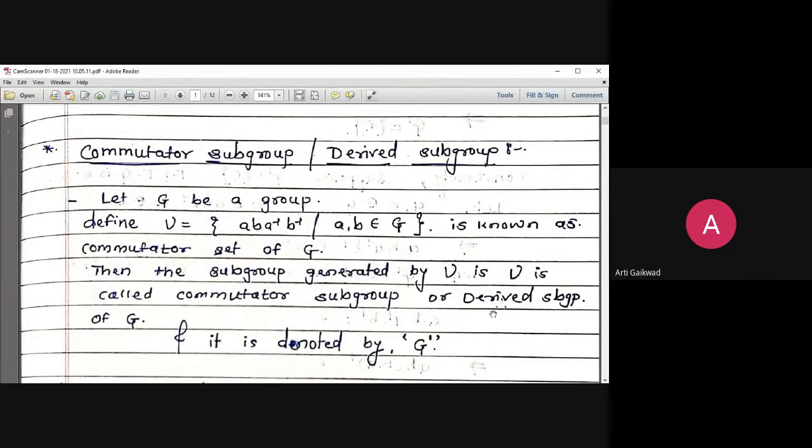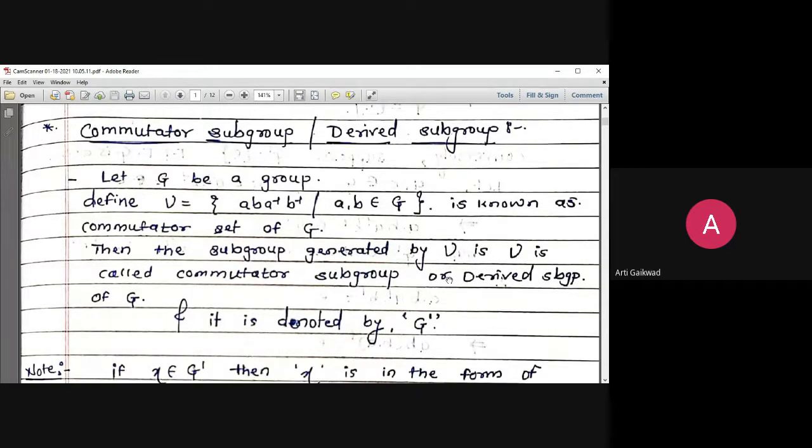In the previous lecture, we saw what the subgroup generated by a subset is. What is the definition of the subgroup generated by a set? It is the smallest subgroup containing U. Then that subgroup is called the commutator subgroup. This subgroup generated is nothing but the smallest group in which U is contained. Understood?